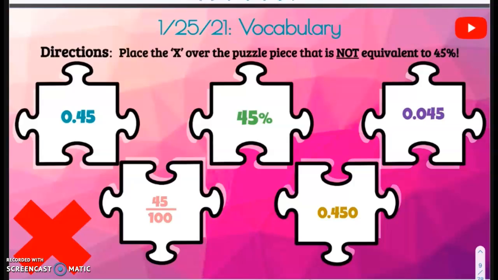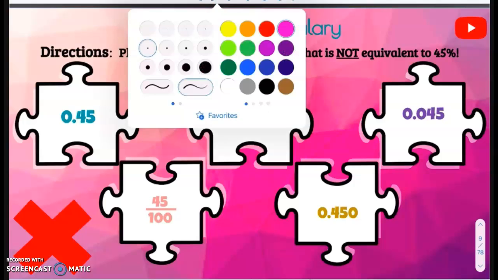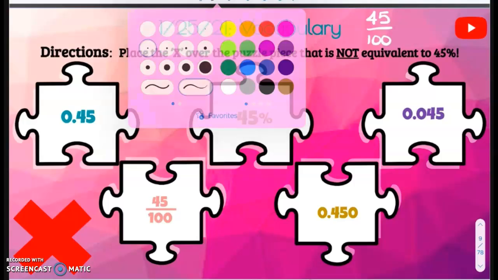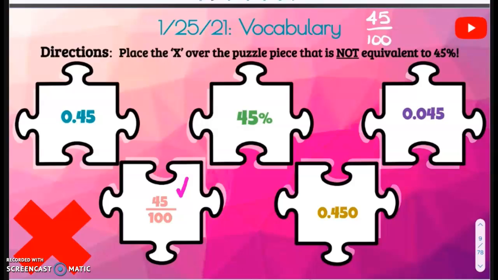January 25th, 2021 vocabulary. Directions. Place the X over the puzzle piece that is not equivalent to 45%. So we know that we can make a percent out of 100. So we know that 45% is 45 out of 100. So first of all, we can definitely just take a look and we can notice that 45 out of 100 is 45%. So that is equal.